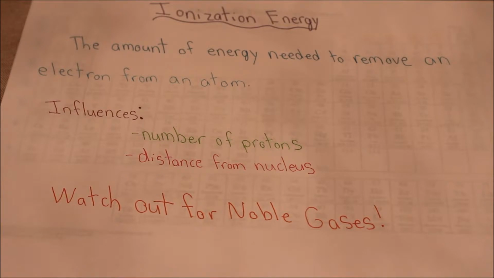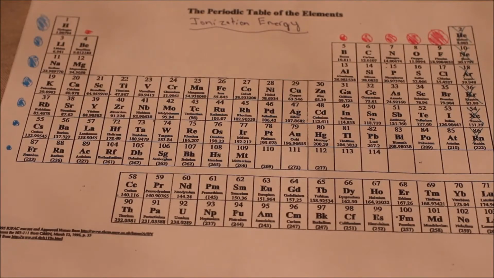The next thing we're going to talk about is ionization energy. Ionization energy is the amount of energy needed to remove an electron from an atom. So that's basically how attracted an electron is to its own nucleus. And the influences on that are going to be the number of protons you have in that nucleus and the distance from the nucleus. So let's take a look at this periodic table. And guess what? It's just like Coulombic attraction. It decreases as you go down a group because of that whole distance factor.